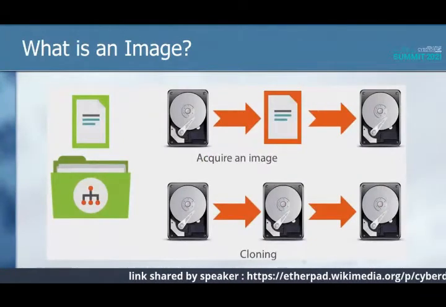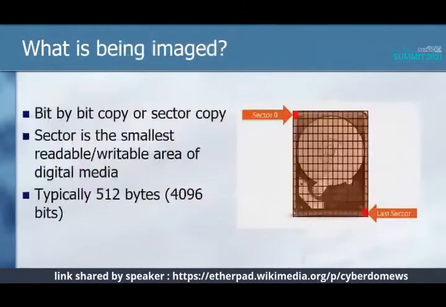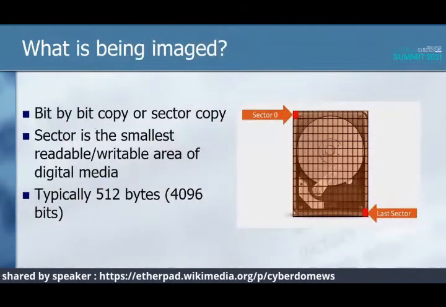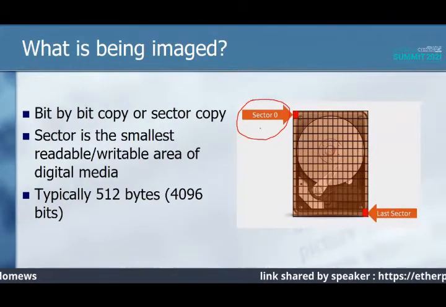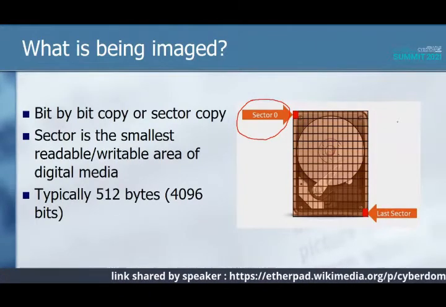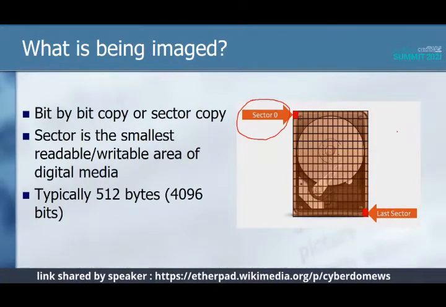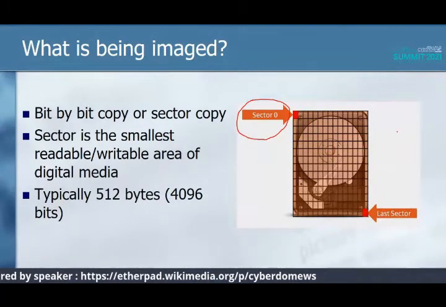So we will see what is being imaged. We are saying that it is being imaged and copied. The imaging process will copy sector by sector of that hard disk, and it will place that in a file or in a similar hard disk that I have shown in the previous slide. It is a bit by bit copy.